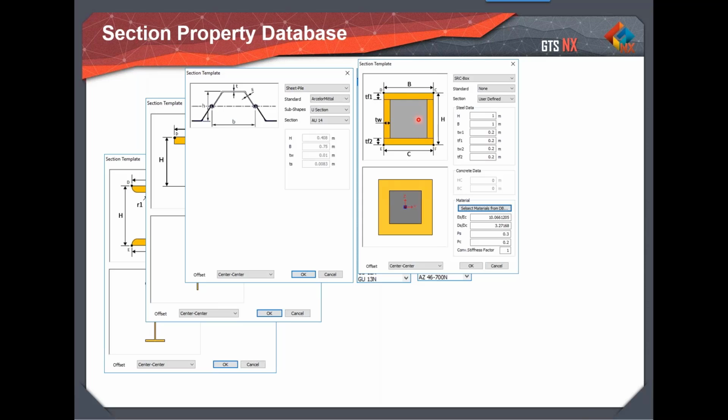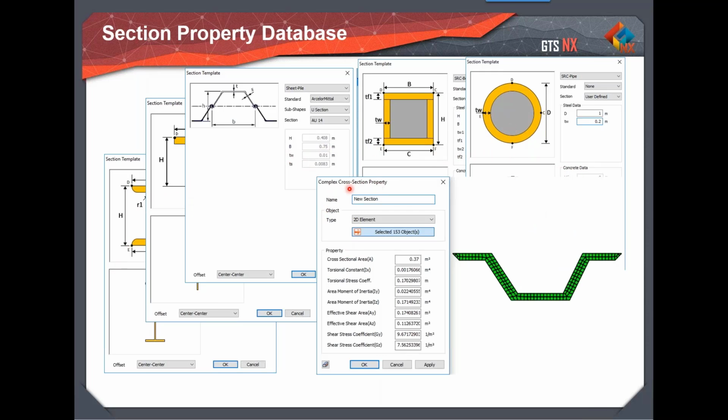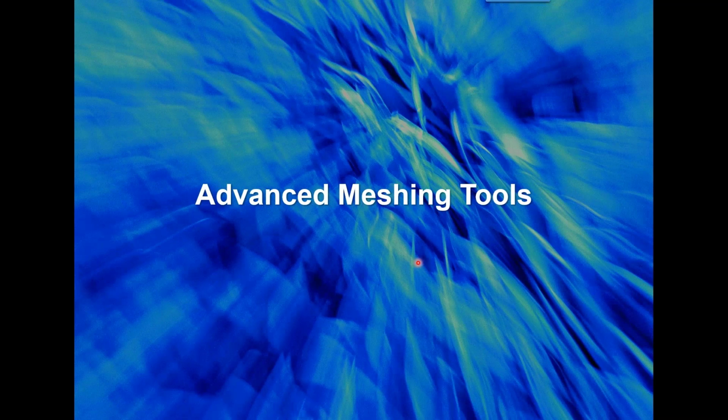You can go for SRC box, or you can go for SRC pipe as well. And suppose you are dealing with a section which does not fall into any of these categories. In that case, you can go for the complex cross-section property generator, wherein you can create your own geometry that is relevant to your real section. You can create that, do the mesh, and the software will calculate all the structural properties for you. You can use this for your beam section or truss section and proceed with the analysis. That's about the section database.